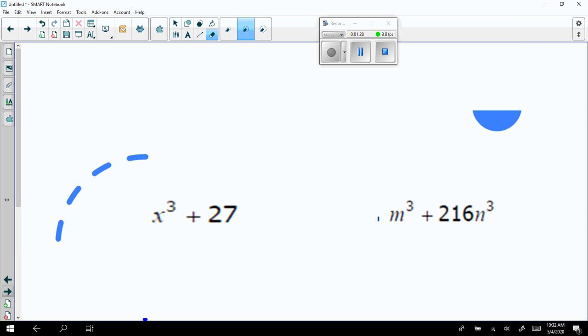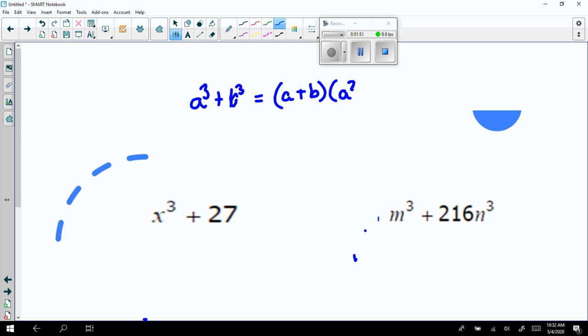So let's try some examples. Remembering that our formula is, if we have the sum of two cubes, that ends up being the cube root of A added to the cube root of B, multiplied by the square of the first term minus the product of the first two plus the square of the last term.